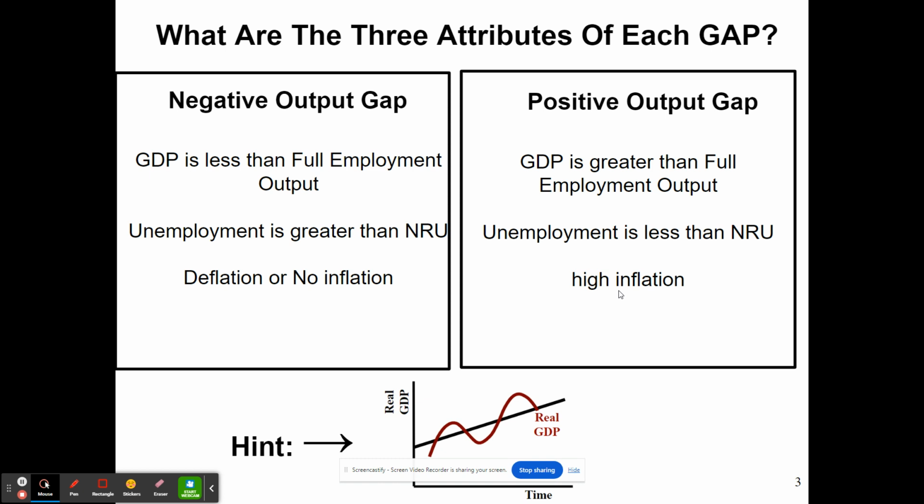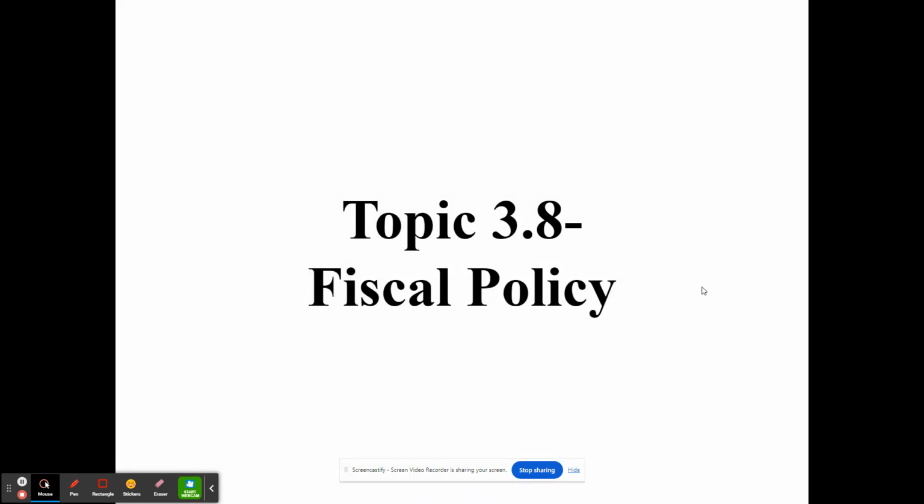So if I was to fix an economy in a negative output gap, I'd be looking to fix unemployment. If I was looking to fix an economy in a positive output gap, I'd be looking to fix high inflation. So that's what we're up to today. We're going to look at fiscal policy.